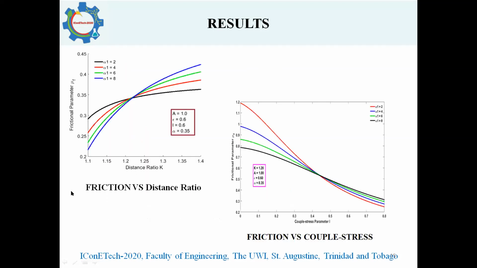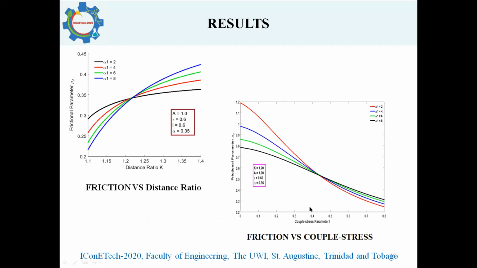Here we have friction versus the distance ratio. At 1.2, when alpha 1 is 2, we have a high friction parameter, but when we increase alpha 1 to 8, it reduces. After 1.2, we see that the reverse effect is happening. Here also is the frictional parameter versus couple stress. As couple stress increases, we see the friction decreases.